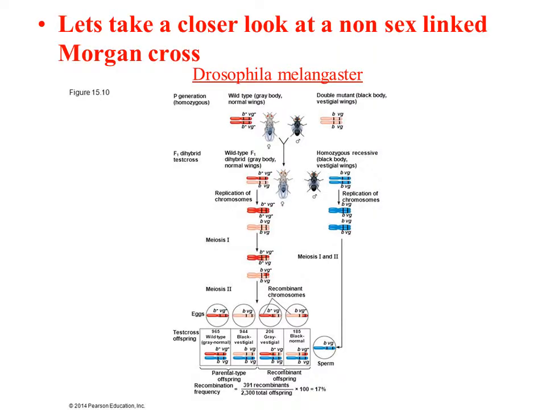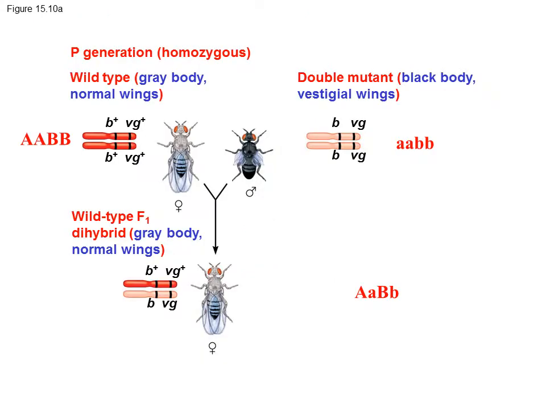To discuss this topic, we need to take a closer look at a non-sex linked Morgan cross. In this cross, we will not be using X or Y. These crosses are going to use autosomes.